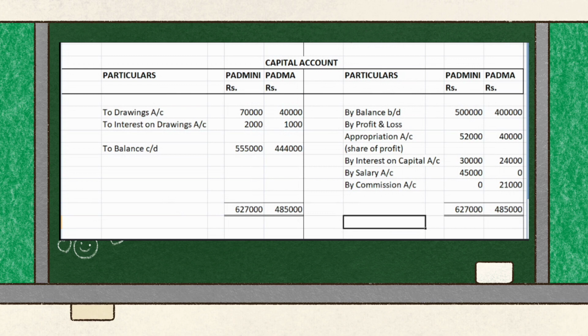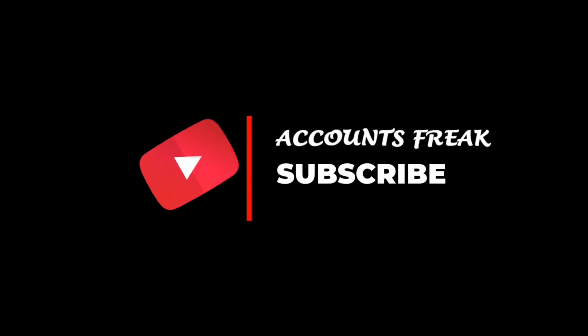So since now I've got the balance carried down, I must go to the opposite side of what I've got. So I've got it on the debit side, so I must go to the credit side and record by balance brought down for Padma and Padmini in their respective columns. The amount is going to be same as carried down, 5,55,000 for Padmini and 4,44,000 for Padma. So hope you understood the problem. Thank you.